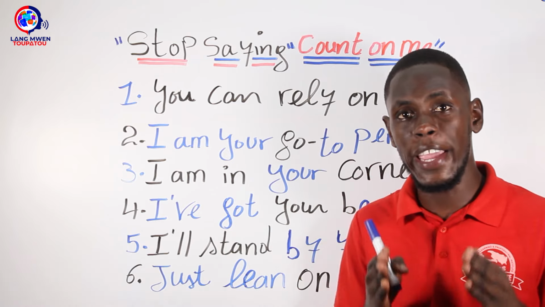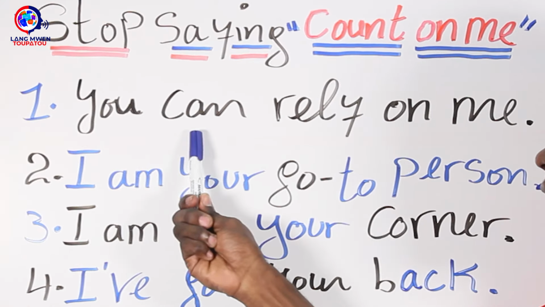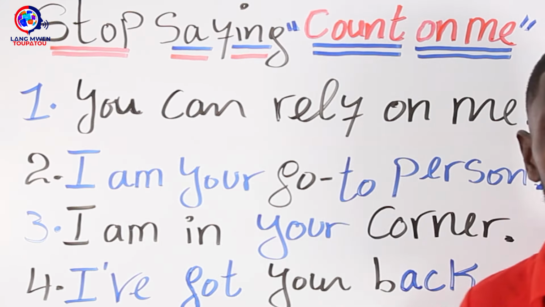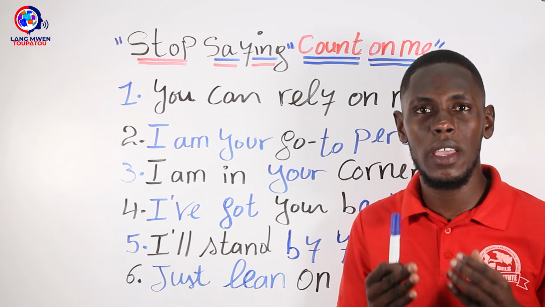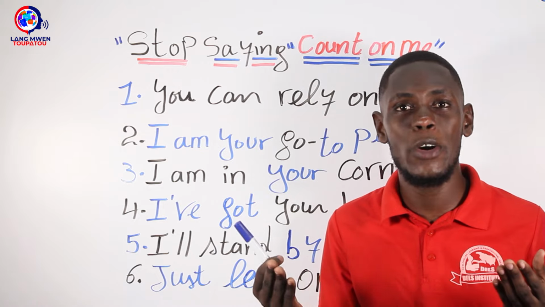The first way is you can rely on me. You can rely on me. You can rely on me, father. You can rely on me is another way to say you can count on me.